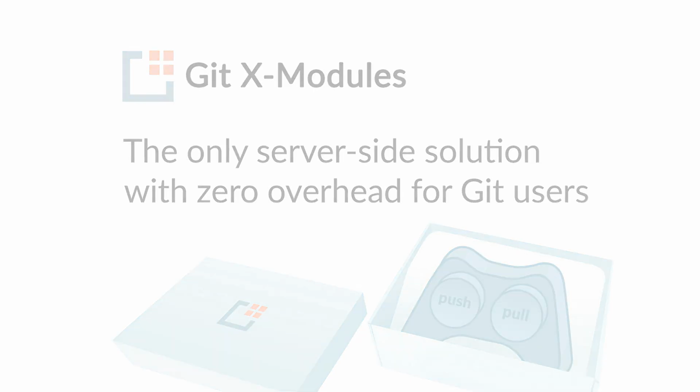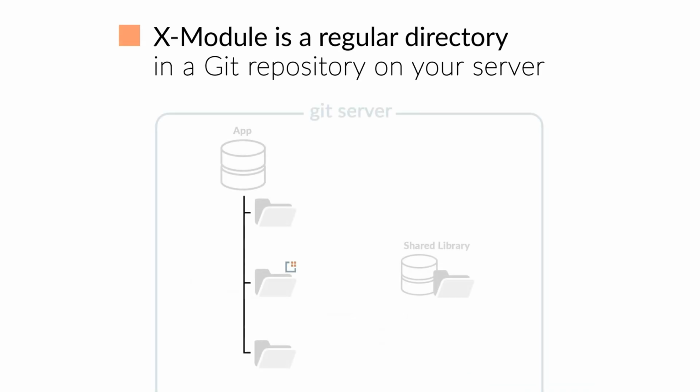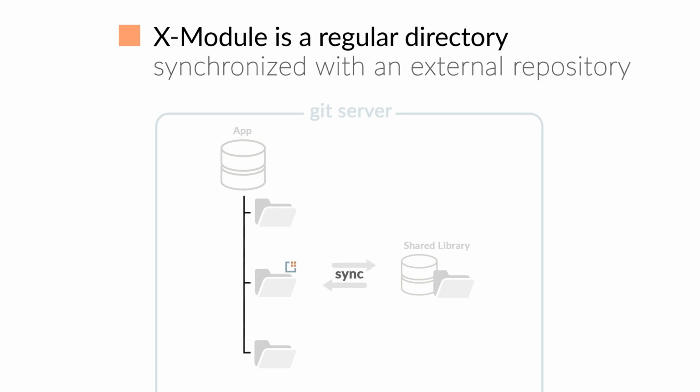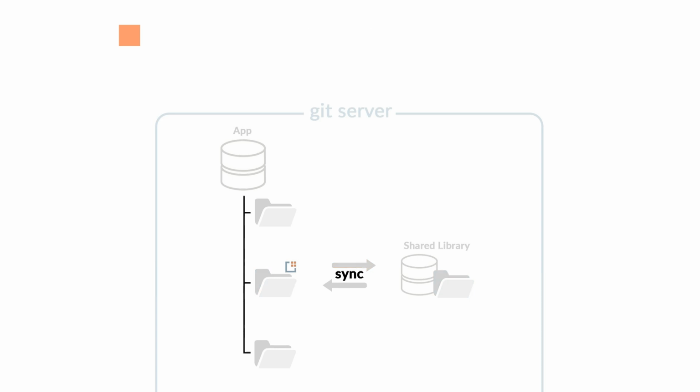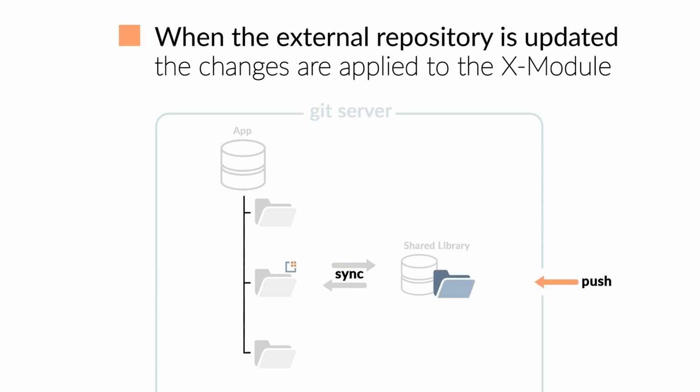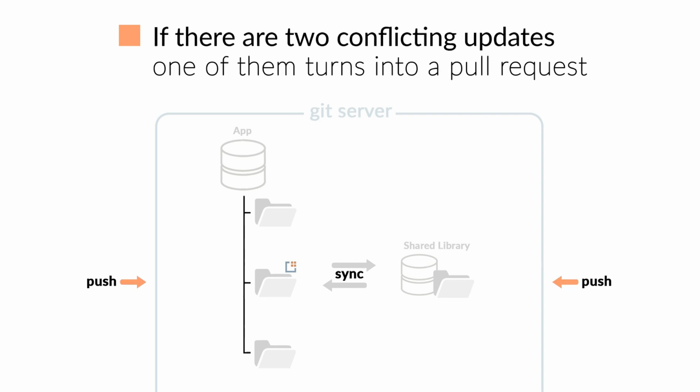your daily workflow. An X-Module is just a regular directory in a Git repository on your server. This directory is synchronized with another repository. When an X-Module is updated, the changes go to an external repository. When the external repository is updated, the changes are applied to the X-Module. If there are two conflicting updates, one of them is applied and the other one turns into a pull request.